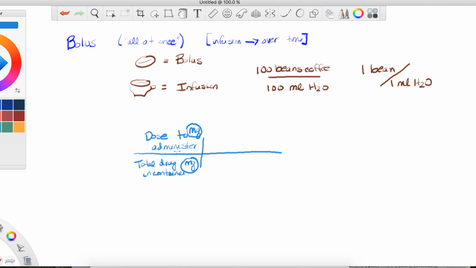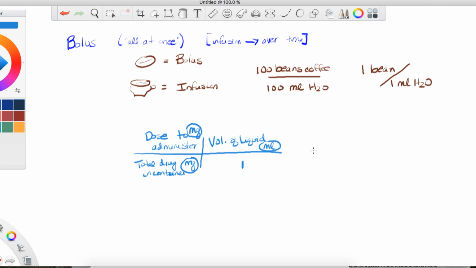Then, in addition to that, we know that the container of drug is going to tell us how many milligrams of drug are dissolved in the water that's in that bottle, but we also need to know the total volume of the liquid in the container. And that is going to be, again, in milliliters. And then we always put 1 to hold our place.